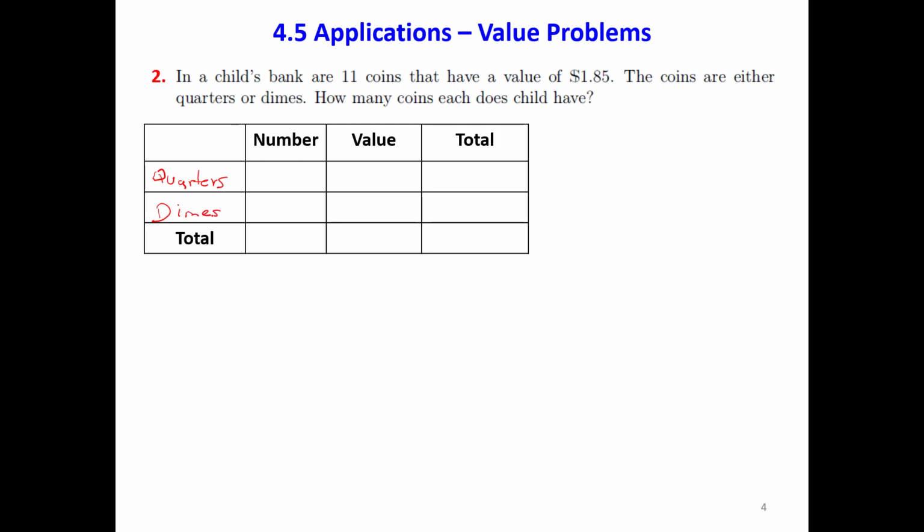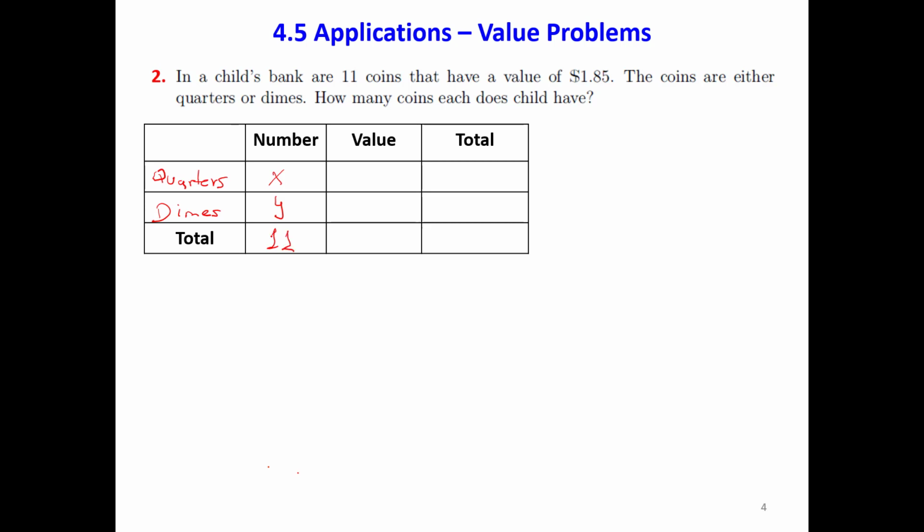and dimes. Because we don't know how many quarters or how many dimes we have, these are the variables, x and y. But what we know is that if we add x plus y, we have 11 coins. That is the total amount, so we write the 11 here.